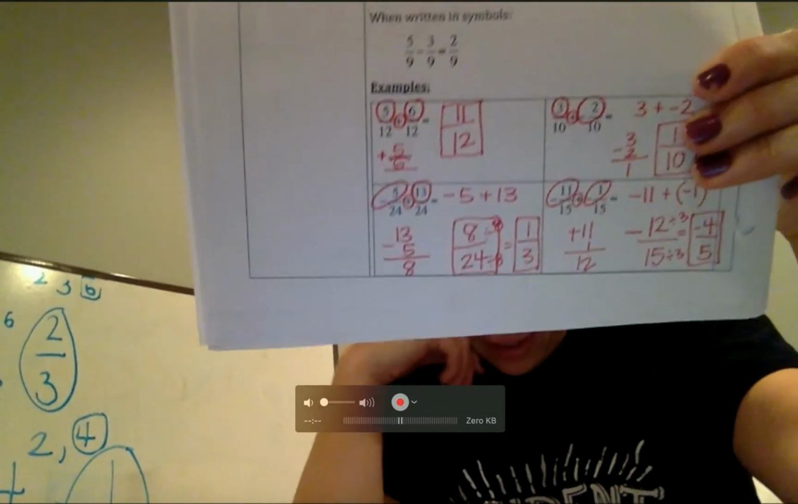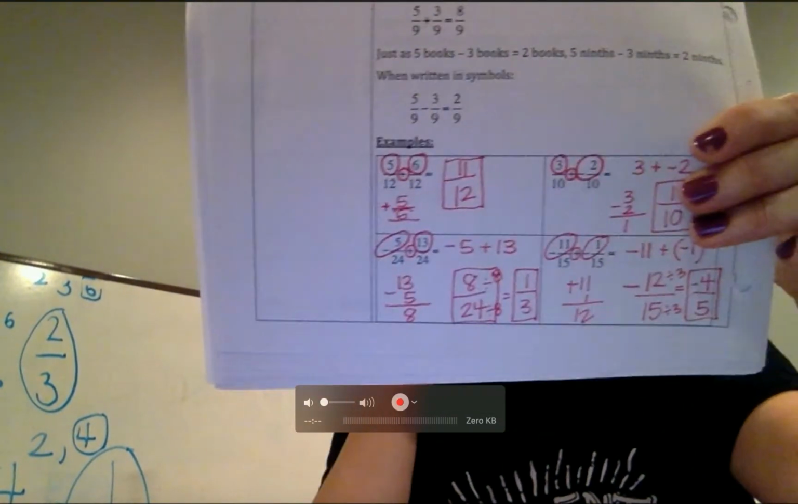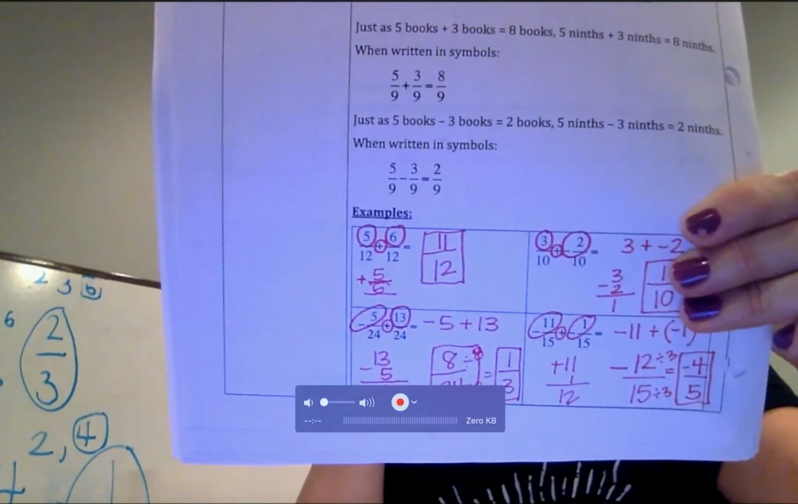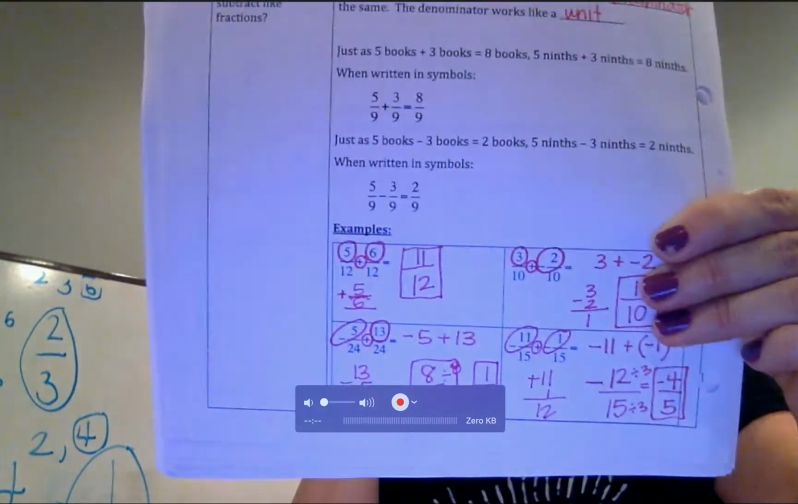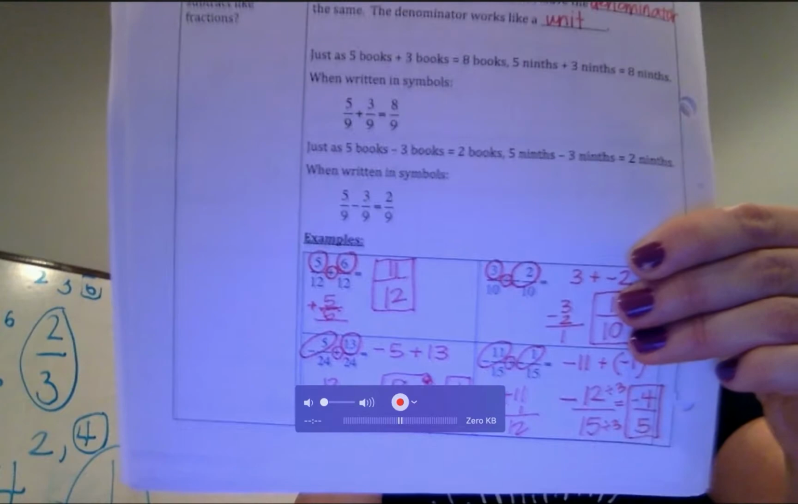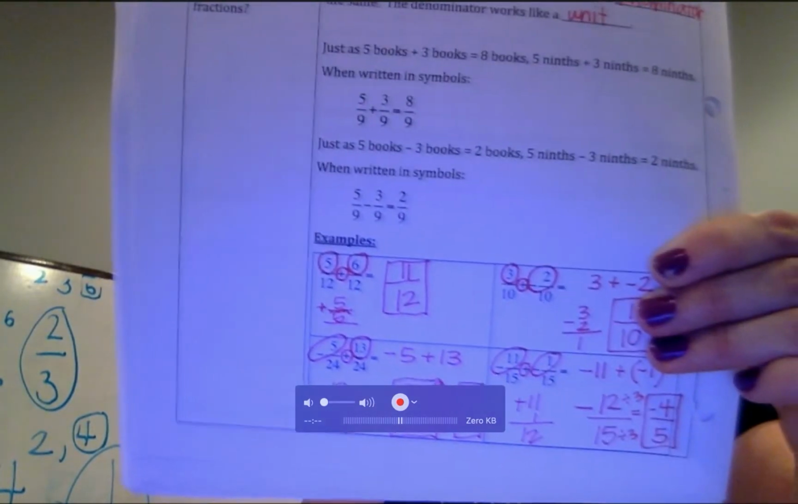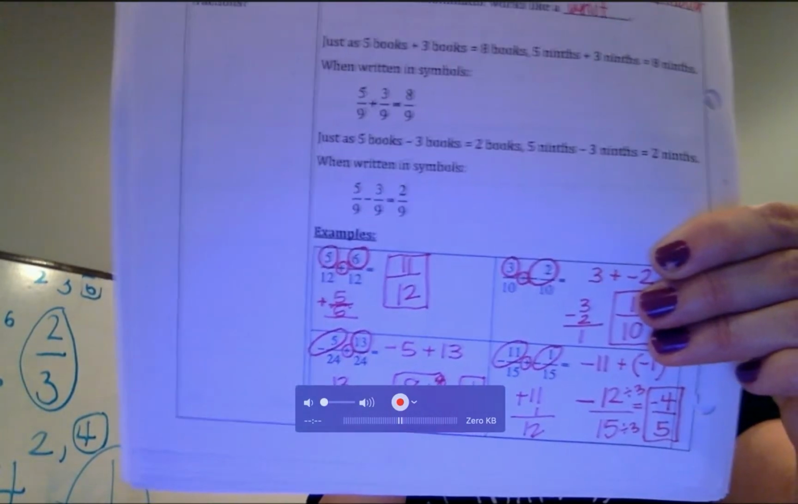Sorry, I tried to look at this and it's hard. 3/10 plus negative 2/10, excuse me. I circled the numerator. I want you to do the same. 3, and notice that I brought up that negative.